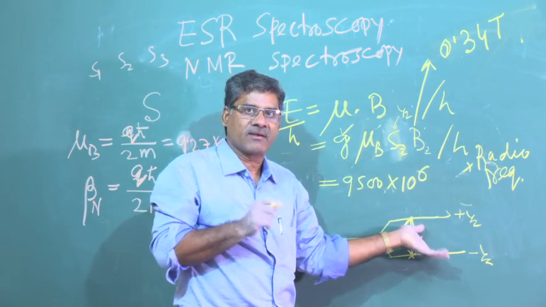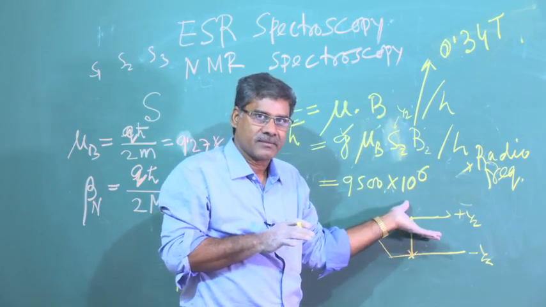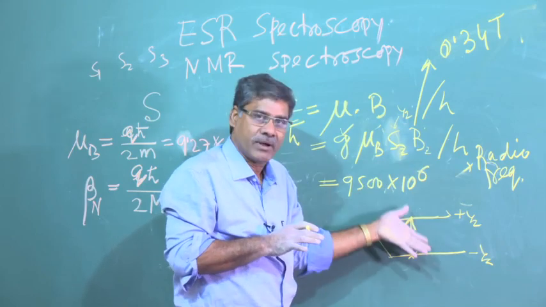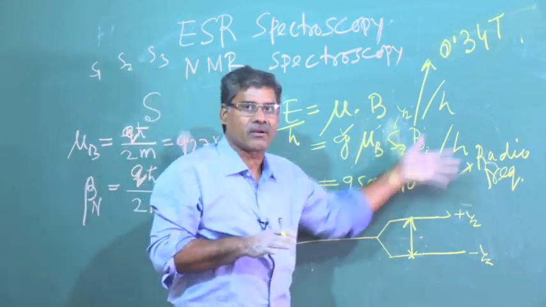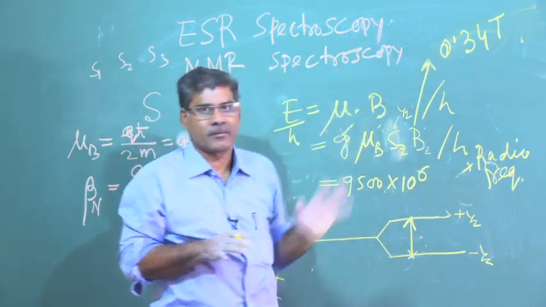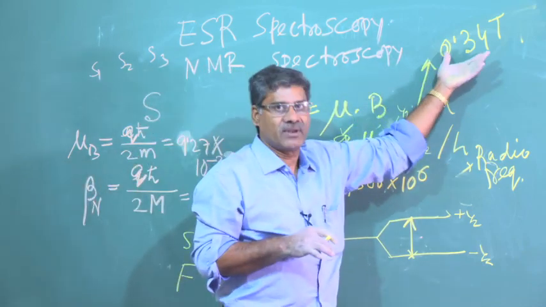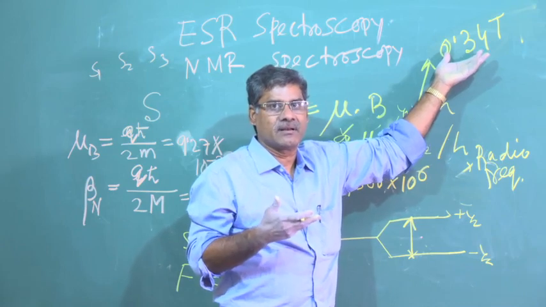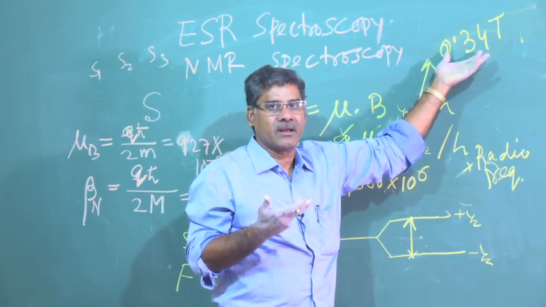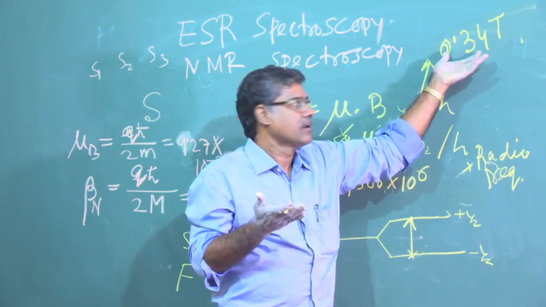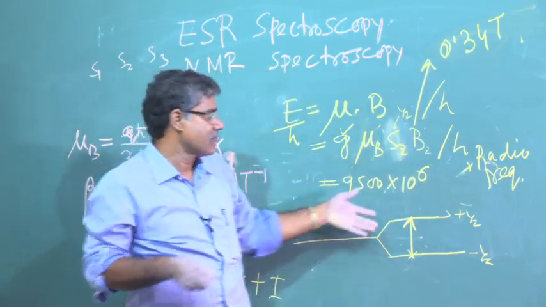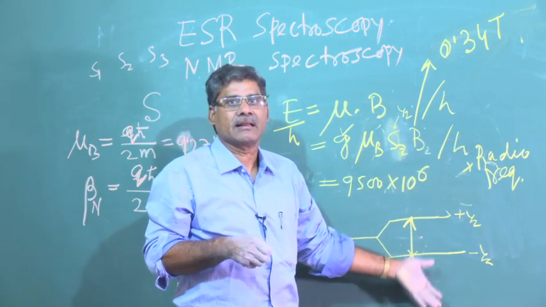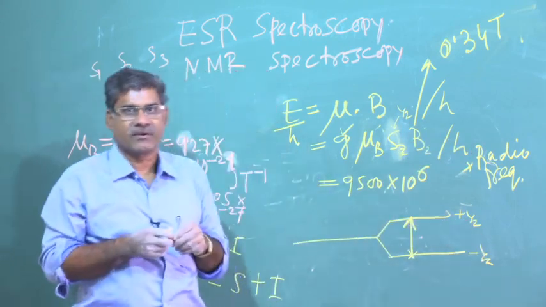Now, applying a magnetic field, it is split, and both work the same way, as one can see. For nuclear spin, you need to apply a higher magnetic field. For electron spin, you need a lower magnetic field, but the splittings are in the microwave range in one case, and in the other case it is in the radio frequency.